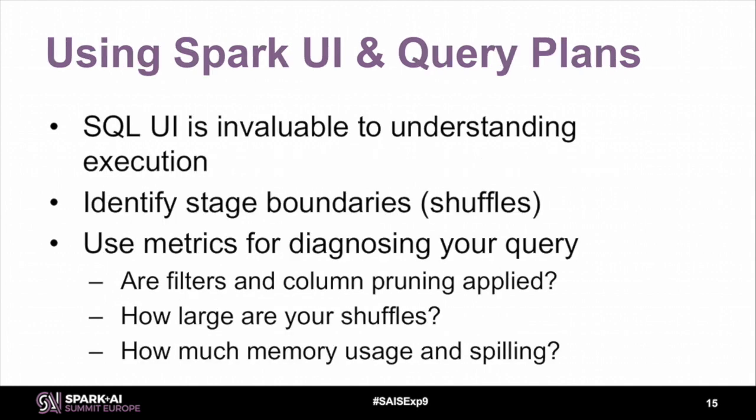Another important thing is understanding the Spark UI and leveraging it to help you in your processing. It's one of the first places I go to understand what's going on with the job and where there might be potential bottlenecks. It's important to understand things like identifying where the stage boundaries are, where the shuffles are happening, and how to use the metrics. Are your predicates and column pruning getting pushed down to your data source appropriately? How large are your shuffles? Are you seeing a lot of spill happening? So I wanted to go over some examples.